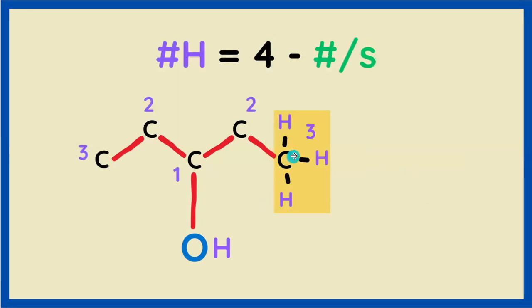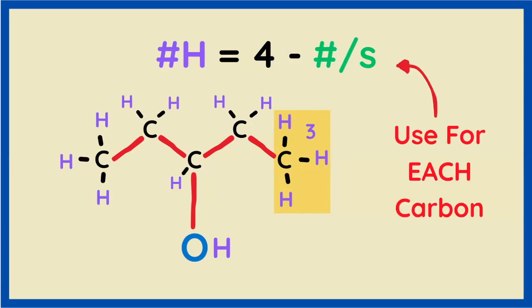So if this carbon has 4 bonds total, and one of them is a carbon-carbon bond, the other 3 bonds are single bonds with hydrogen. In fact, we can use this equation right here to do the same thing for each of the carbons. The number of hydrogens attached to any particular carbon is equal to the number of bonds it has, 4, minus the number of sticks it has. Use this equation for each of the carbons, and we reveal all of the hydrogens in this molecule.